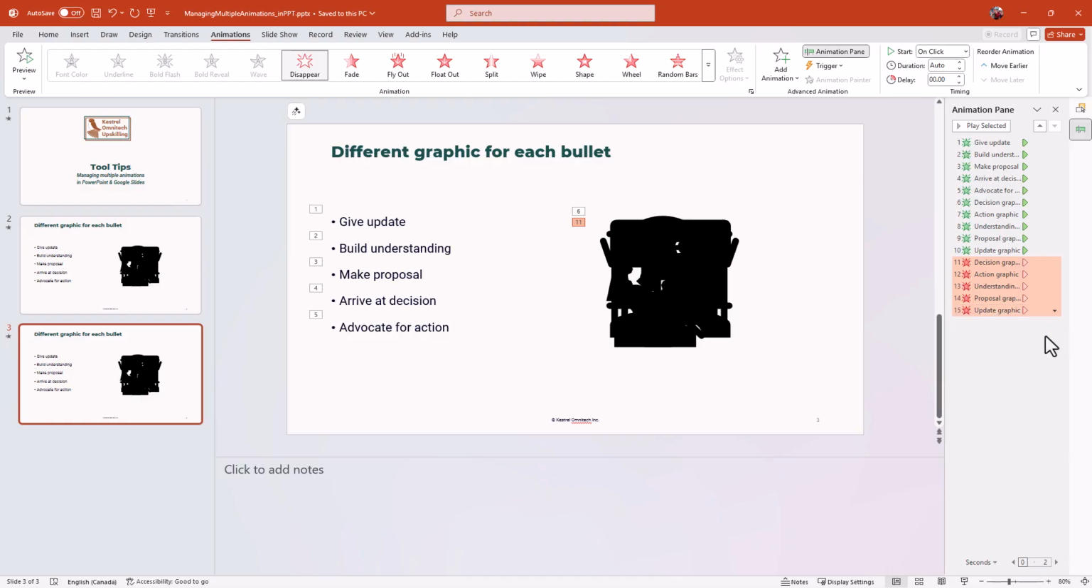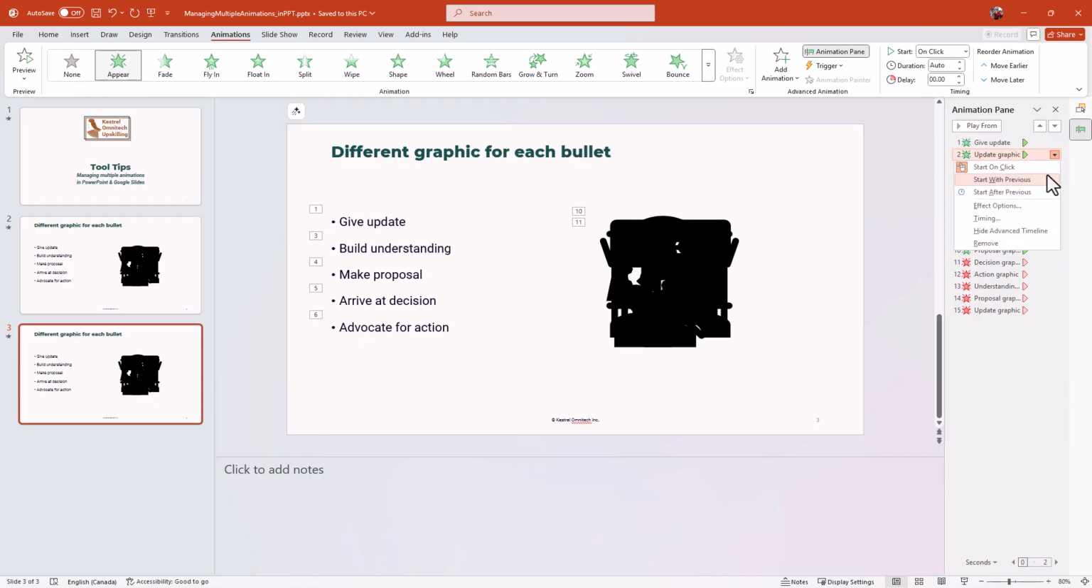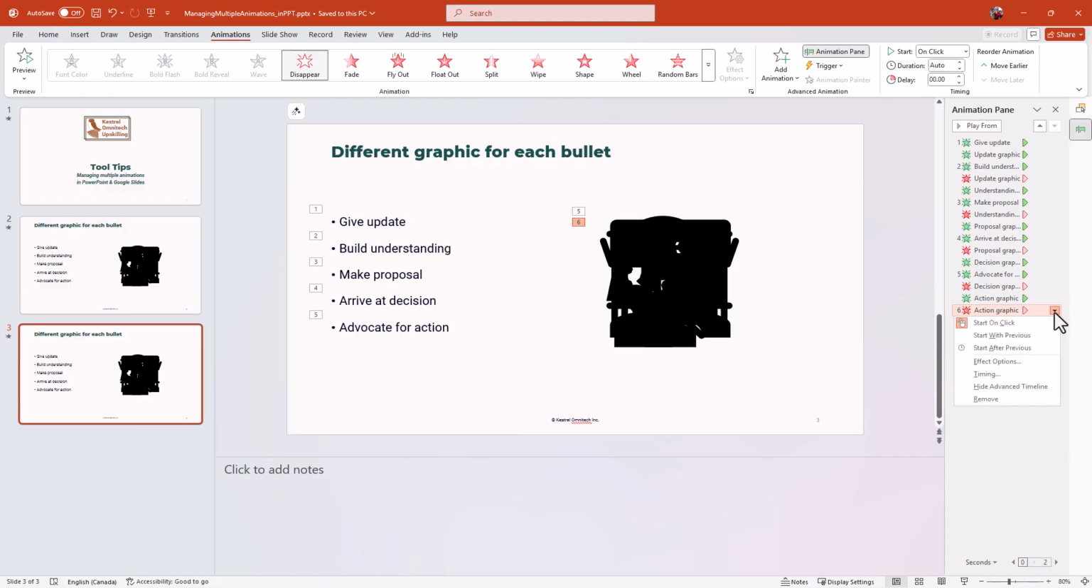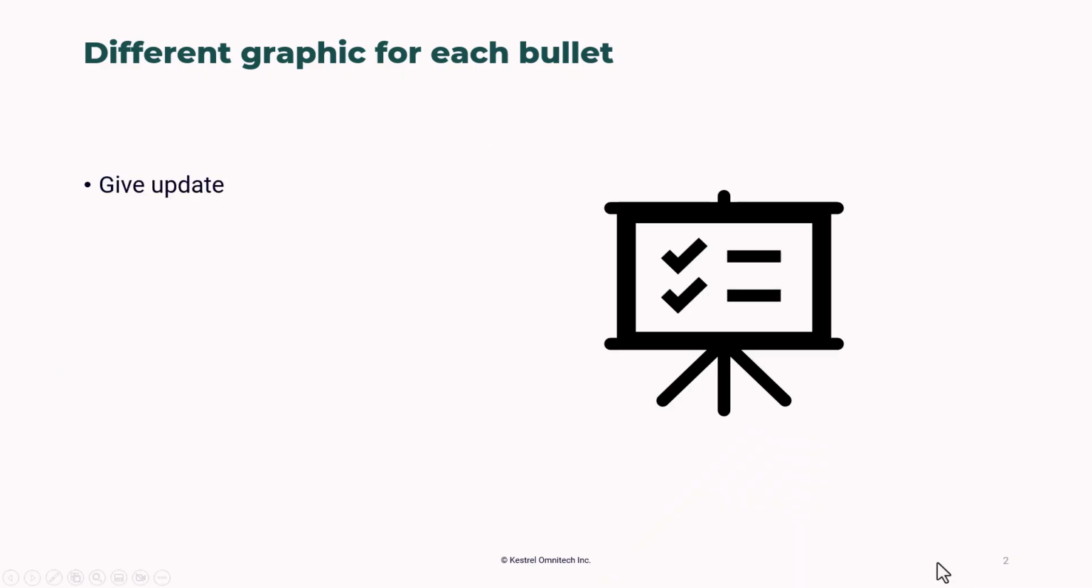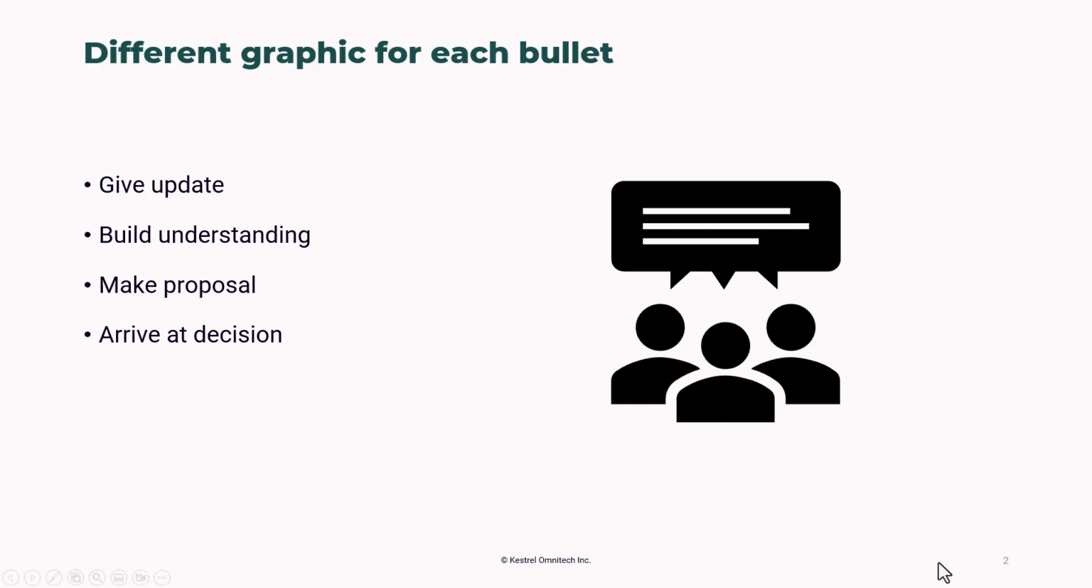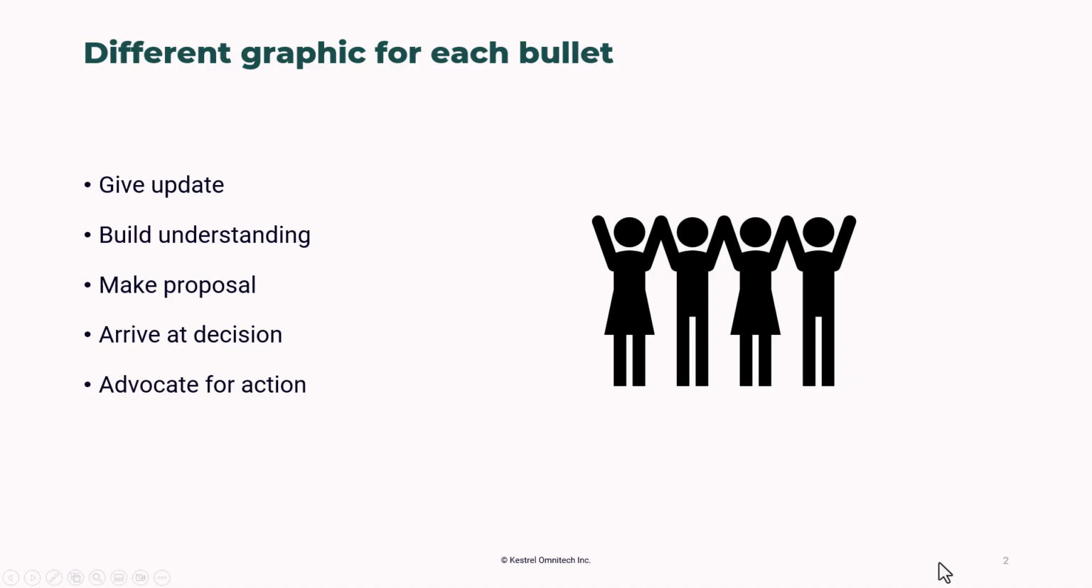Then in the animation pane, I can drag them around to make the order that I want. And I'll just do Start with Previous if I want them to show up on the same click. And we don't really need the last one to disappear because we're going to change slides. So I'll just remove it. Let's see how this looks. Voila! Now let's see how you do that in Google Slides.